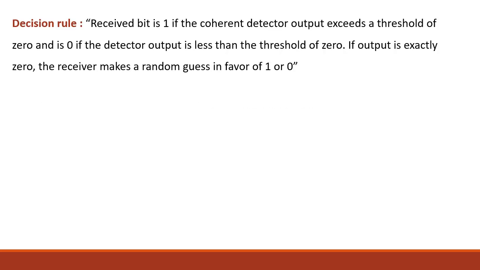The decision rule for determining the probability of error is as follows. A threshold value of 0 is set and the output of the coherent detector is observed. If this output is seen to exceed the threshold value of 0, the received bit is decided as bit 1, and if the coherent detector output value is less than the threshold value of 0, then the received bit is decided to be bit 0. If the output is exactly the value 0, then the receiver makes a random guess in favor of bit 1 or bit 0.